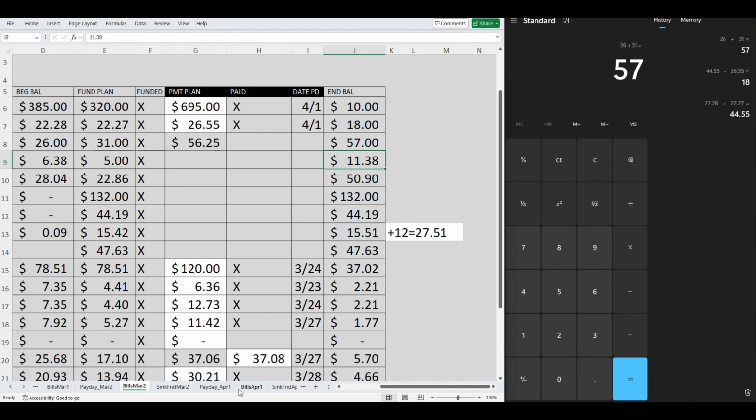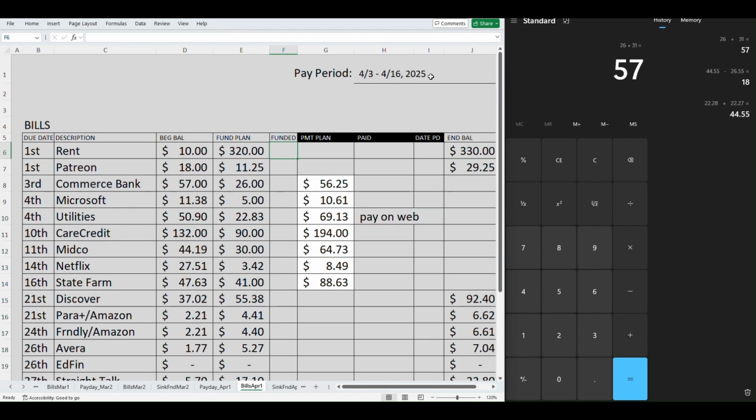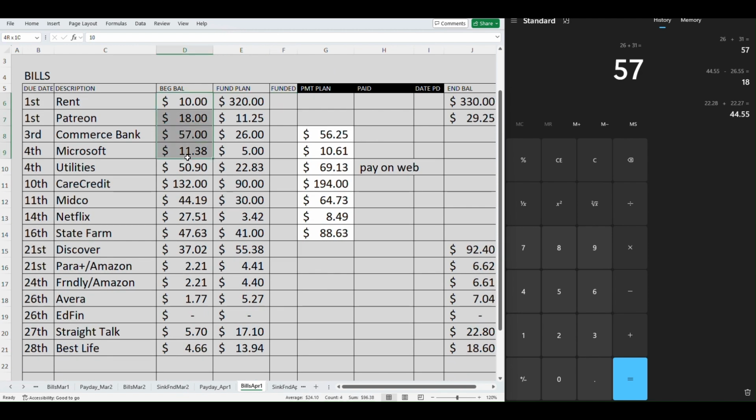Now, the next pay period, the bills that I have to pay are the highlighted ones here. And I brought over all of those beginning balances from the worksheet, which again, you can use this on just paper, lined paper and a pen. Would do the same thing.